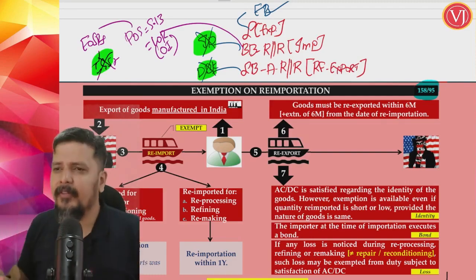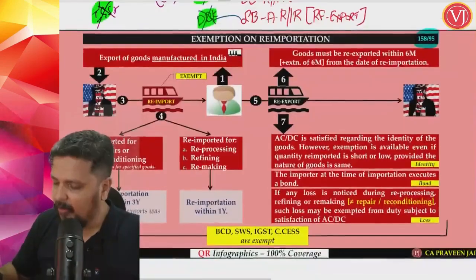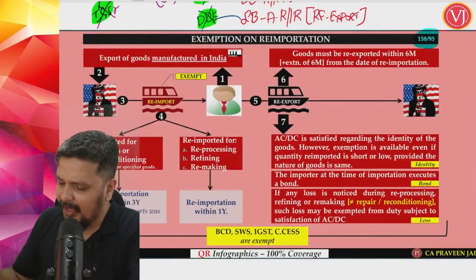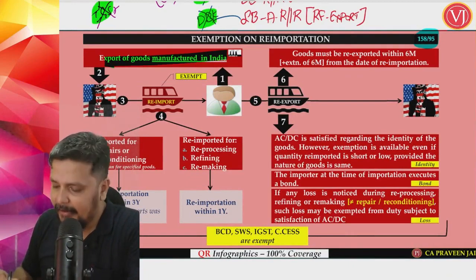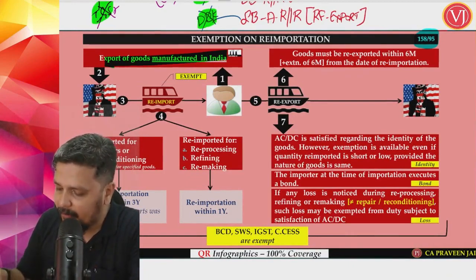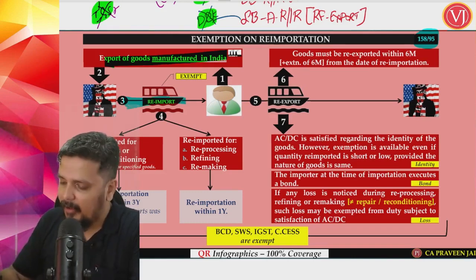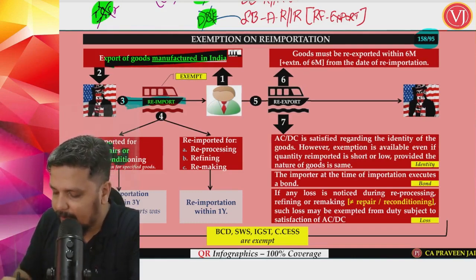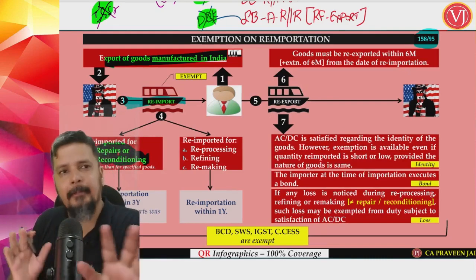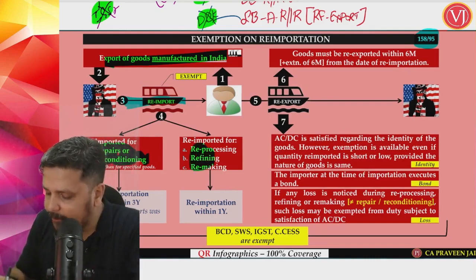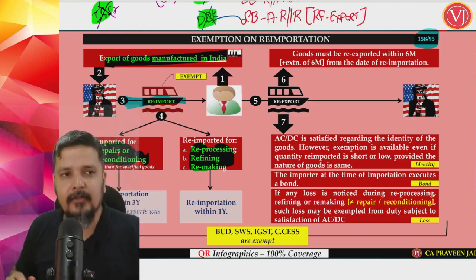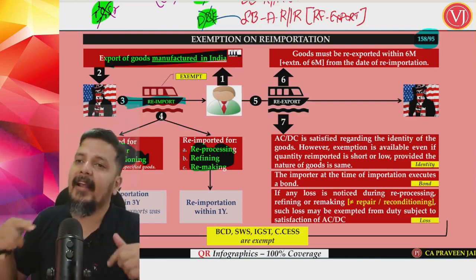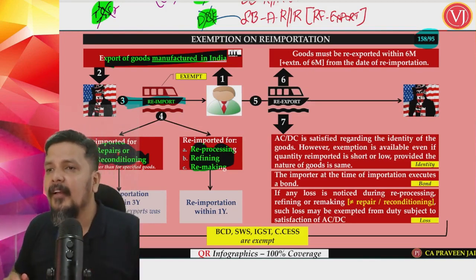The concept was always the same. Now what is happening? You have exported your goods which are manufactured in India. There is a problem with the goods. The goods are re-imported. Re-importation can be for repairs, reconditioning, basic work. It can also be for reprocessing, refining, remaking, manufacturing also. Both are covered here. Unlike the previous exemption, now both are covered here.